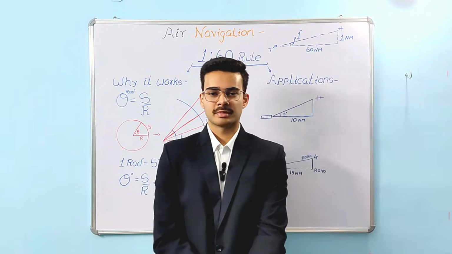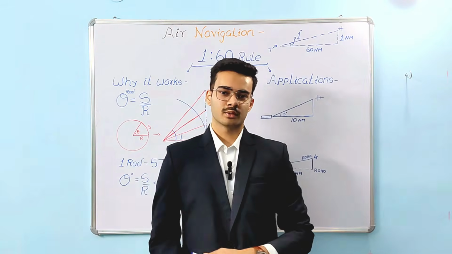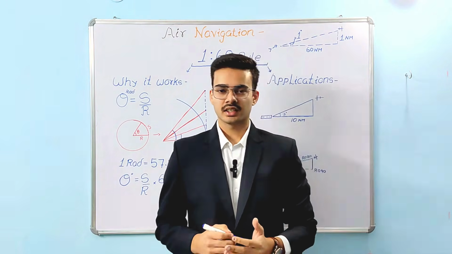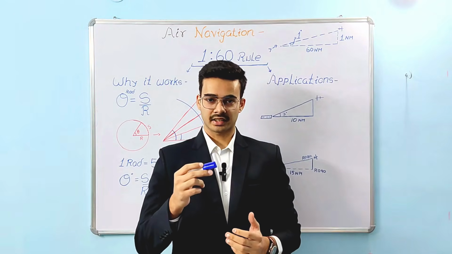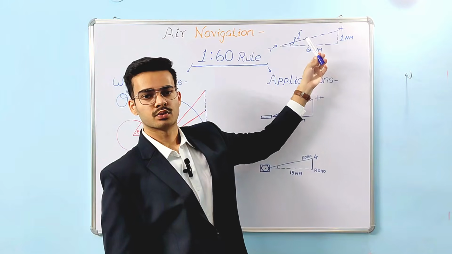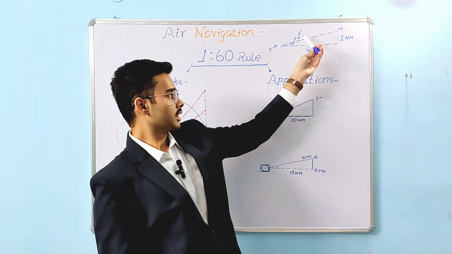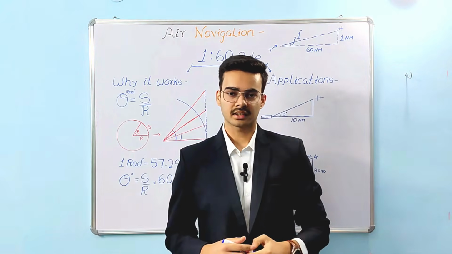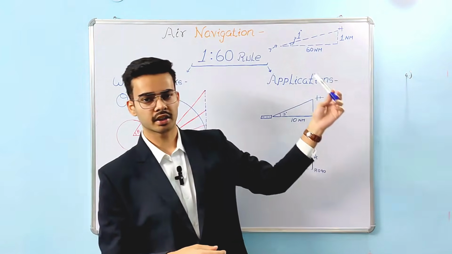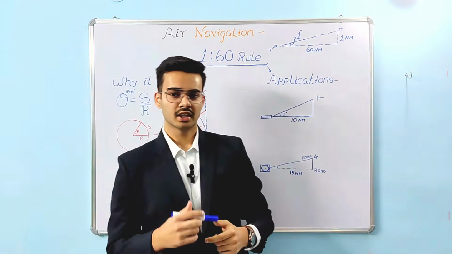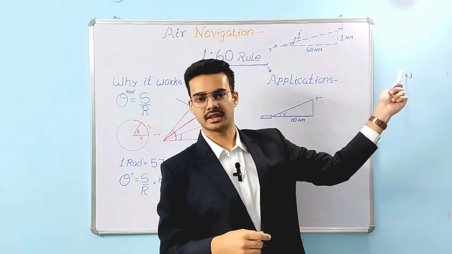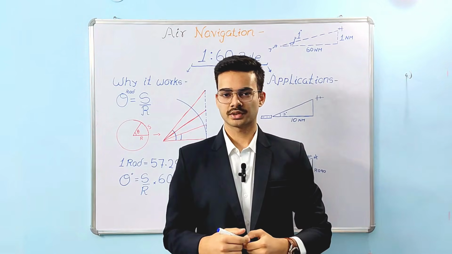So let's begin with the definition. What is the definition of 1:60 rule? It says if our track error is 1 degree, means our actual track is 1 degree away from the required track, and then when we travel 60 nautical miles away from the initial point, we will be 1 nautical mile away from the required track. That's the definition of 1:60 rule.